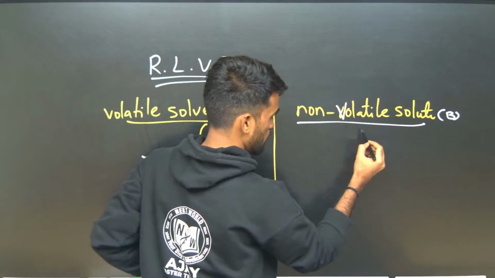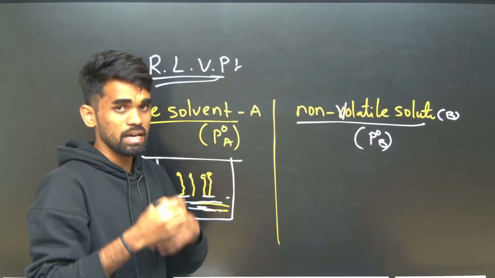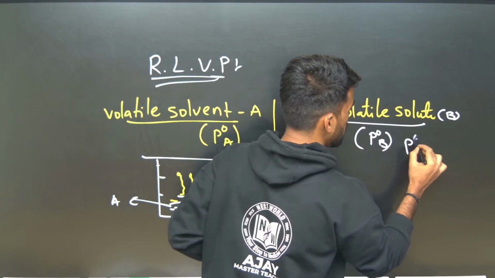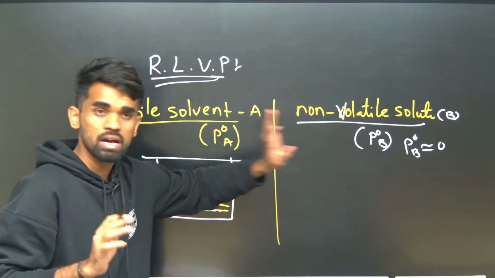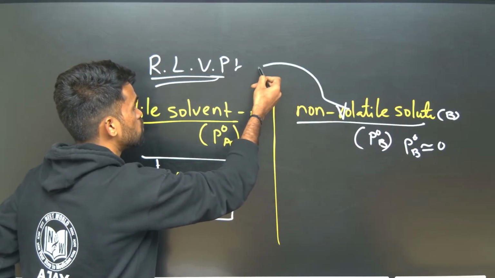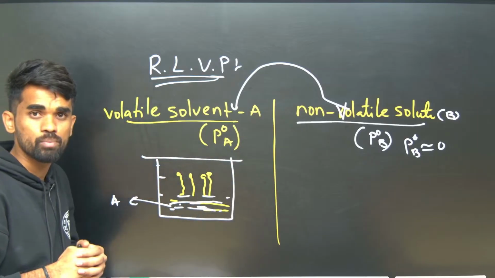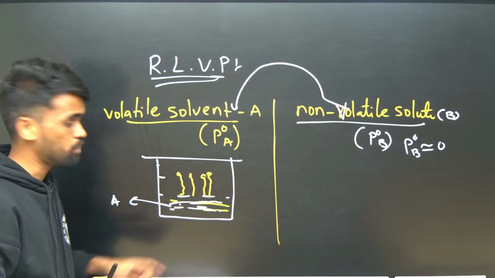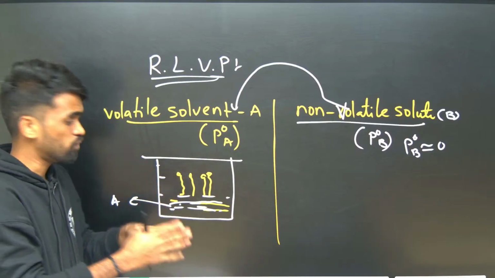The vapor pressure of this component is P0B. We know that since it is non-volatile, it doesn't show vapor pressure, so I am considering P0B almost equal to 0. The vapor pressure of this non-volatile solute is almost equal to 0. Whenever we add this non-volatile solute to the solvent in this beaker, what happens to the vapor pressure? It decreases, right? Because the solvent is volatile, it converts into its vapors and exerts vapor pressure. Therefore it has high vapor pressure.